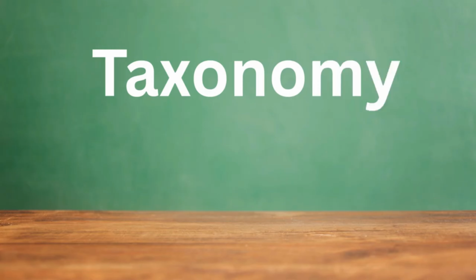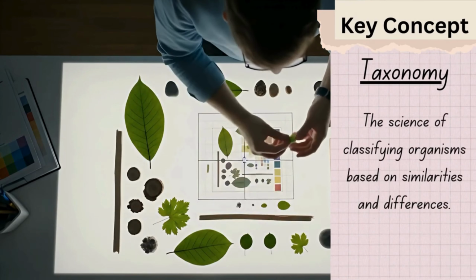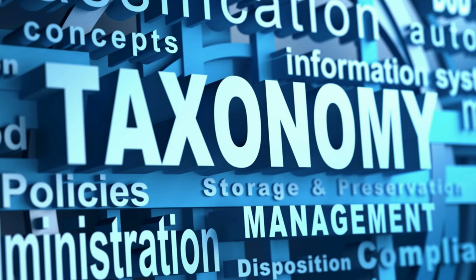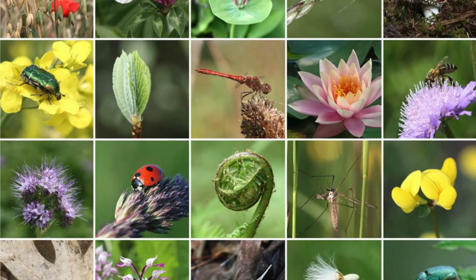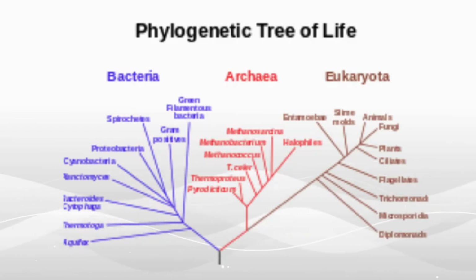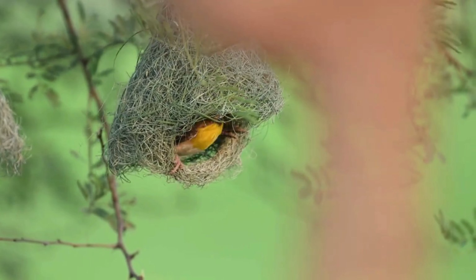Now, let's look at taxonomy, which focuses on classifying organisms into groups based on similarities and differences. Taxonomy helps organize the diversity of life, identify new species, and study evolutionary relationships. Proper classification allows scientists to better understand and explore the complexity of the natural world.